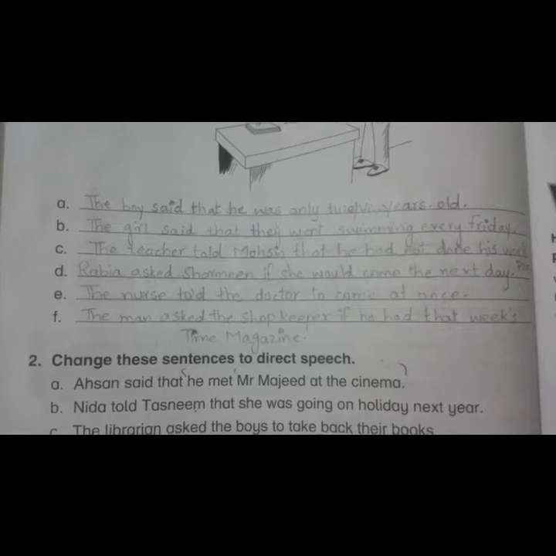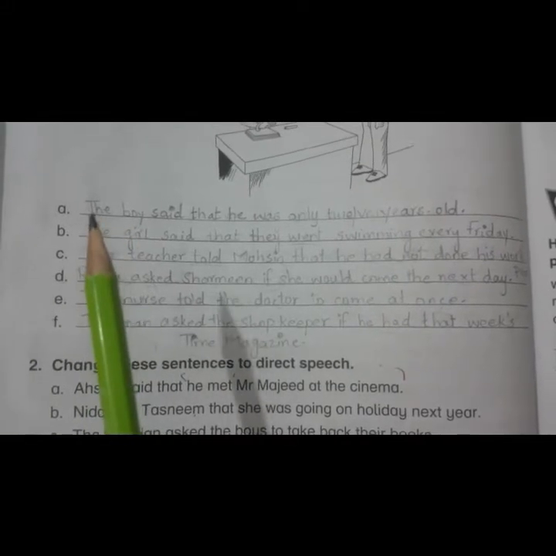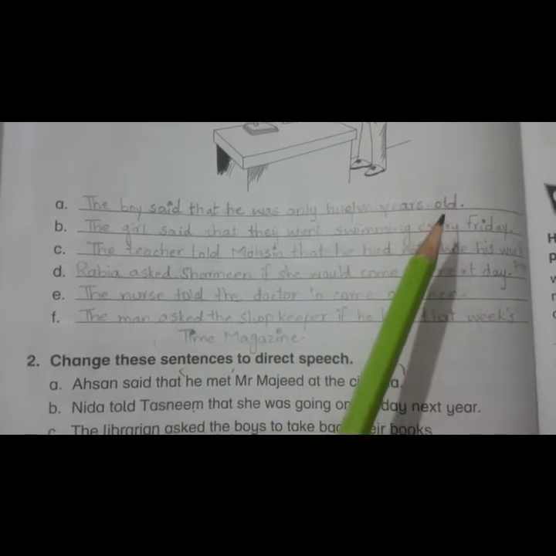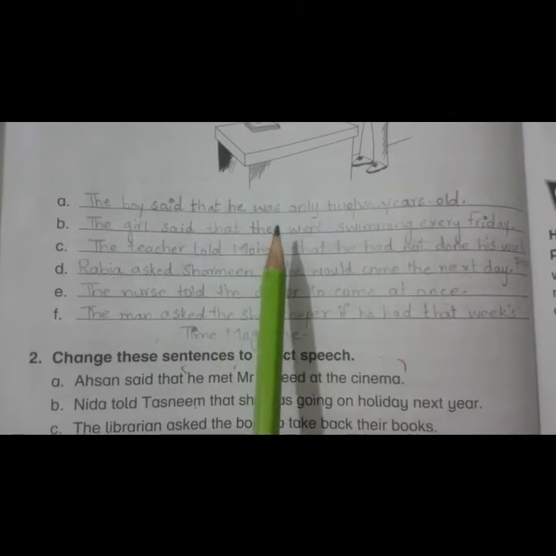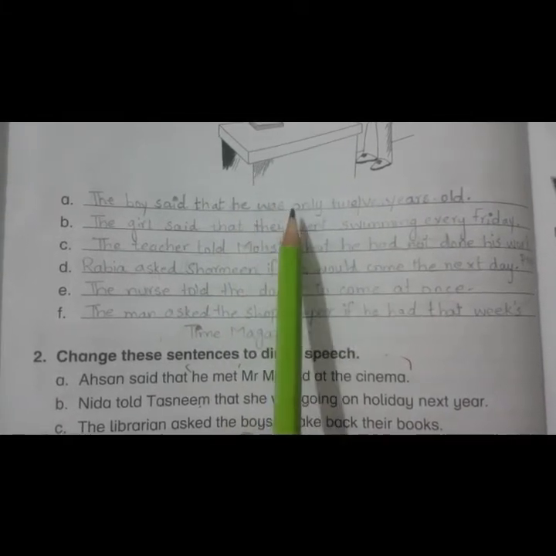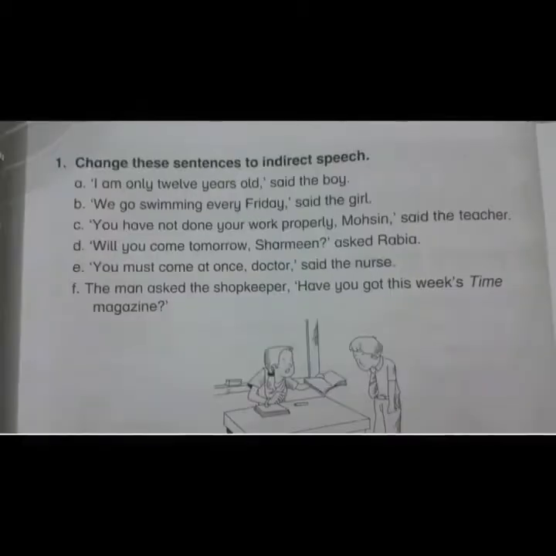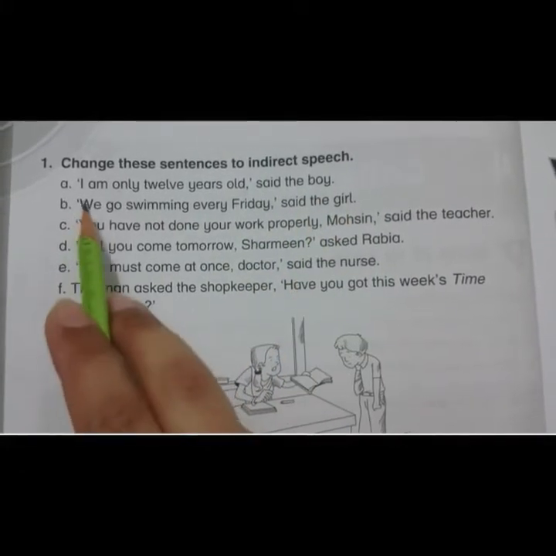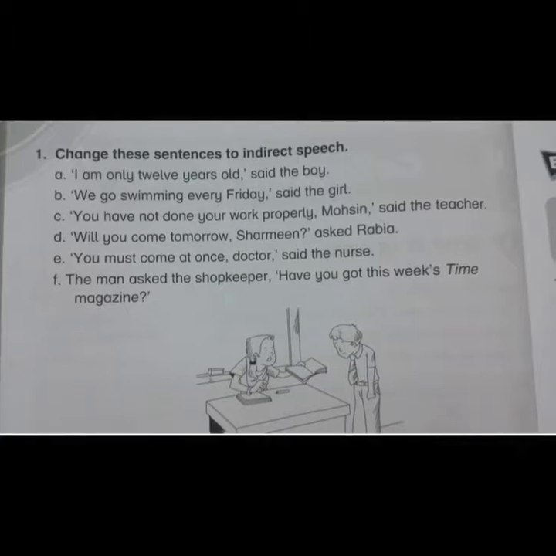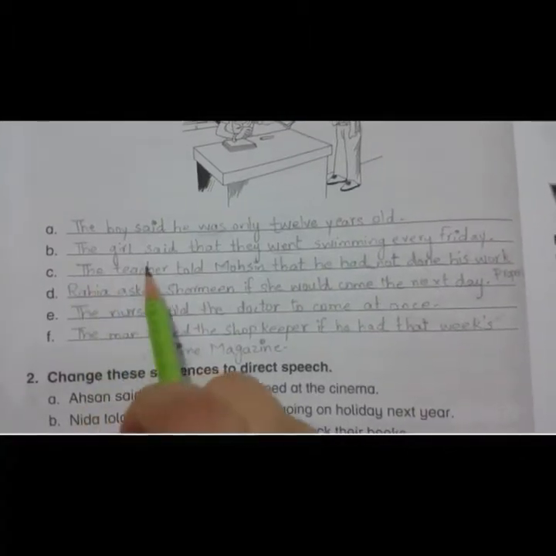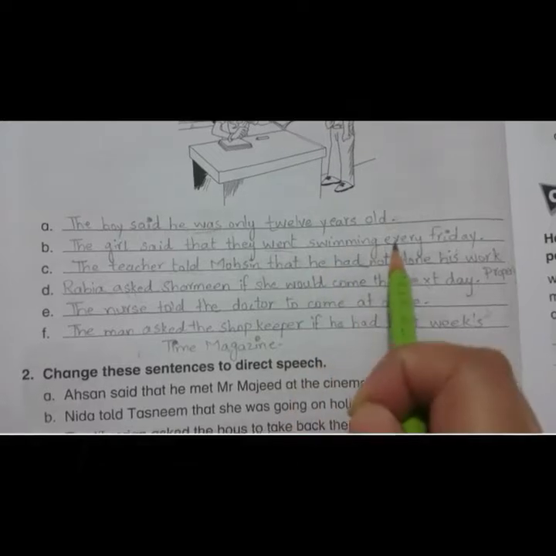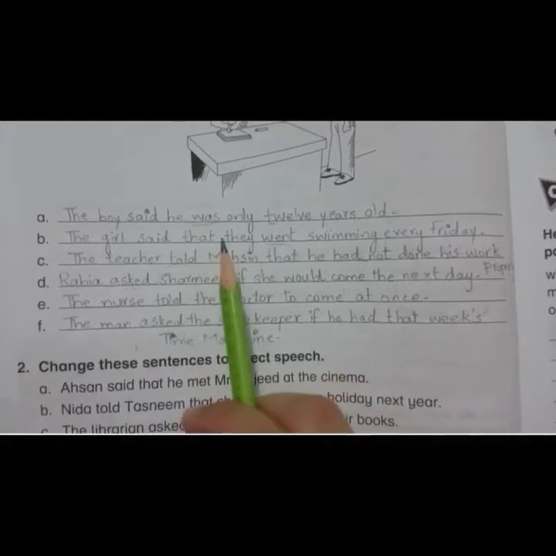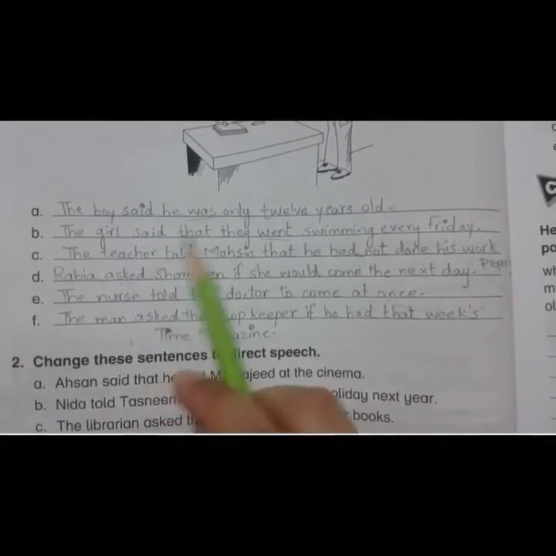The indirect speech will be that the boy said that he was only 12 years old. What we have done over here is simply change the present tense into the past tense using was. Part B is, we go swimming every Friday, said the girl. What did the girl say? We go swimming every Friday. Let's see how to change this sentence. The girl said that they went swimming every Friday. So go has been changed into went, so the tense has been changed into a past tense. This is how you will change direct into indirect.